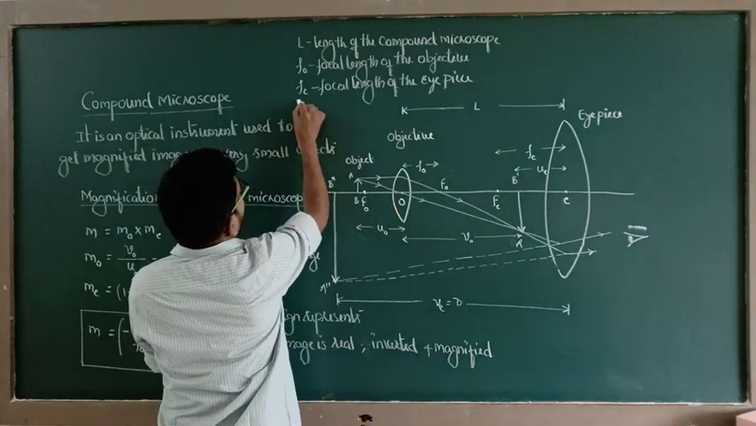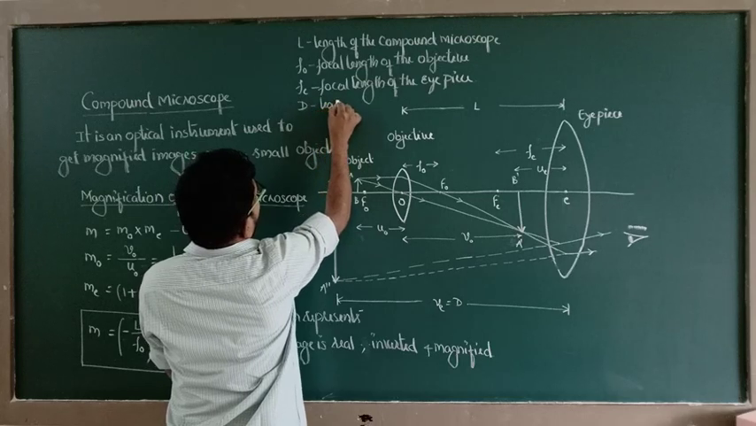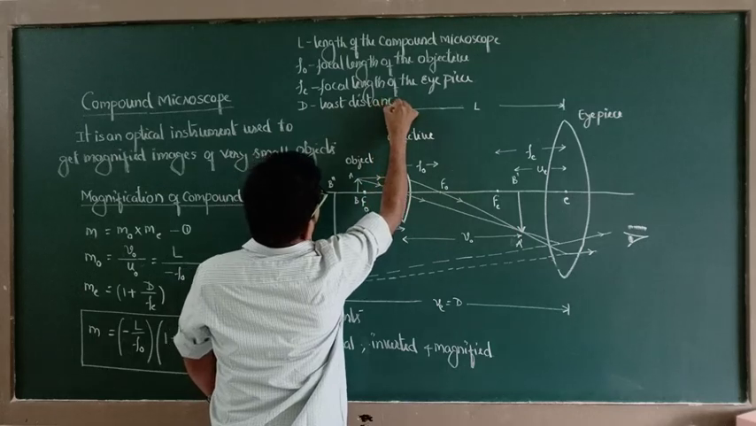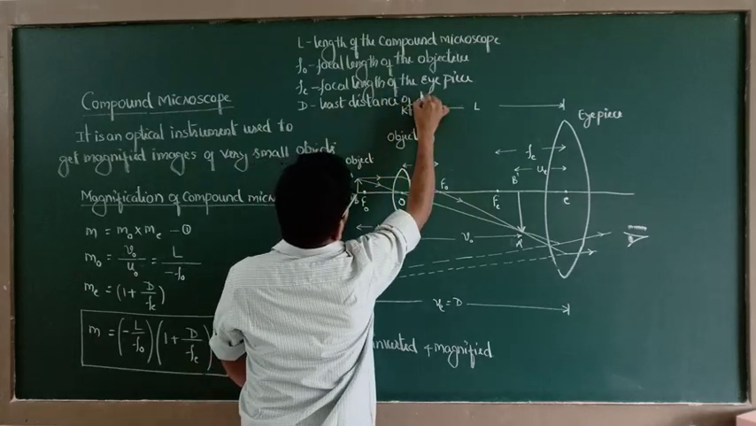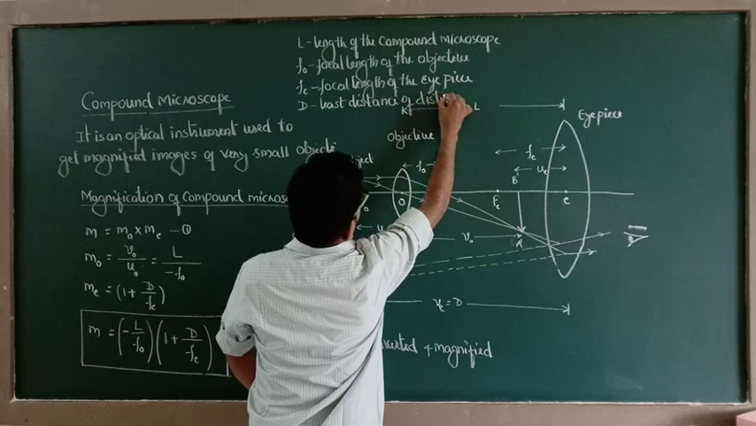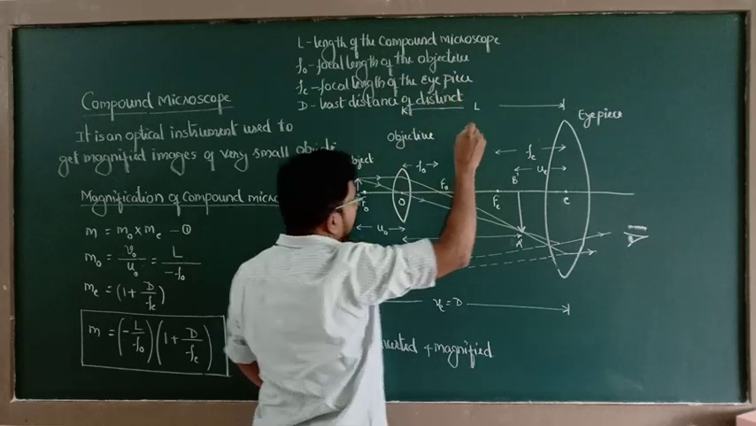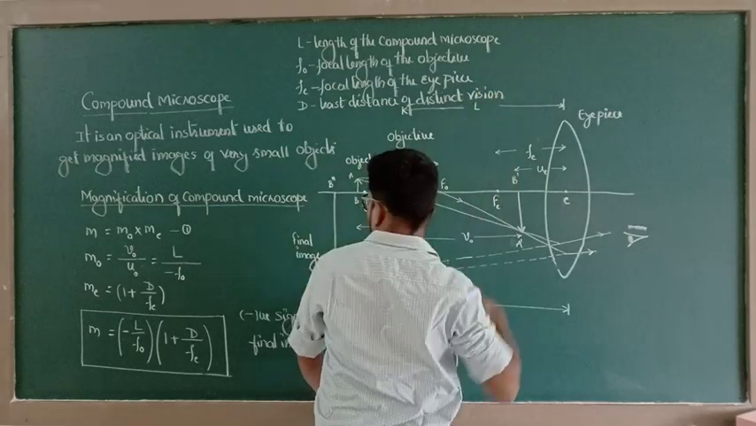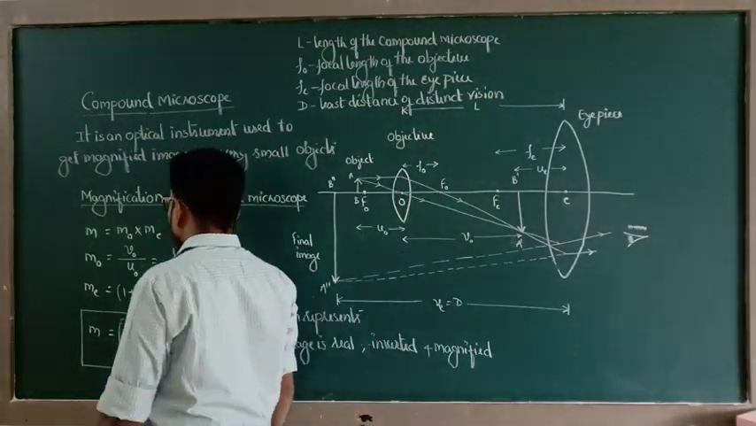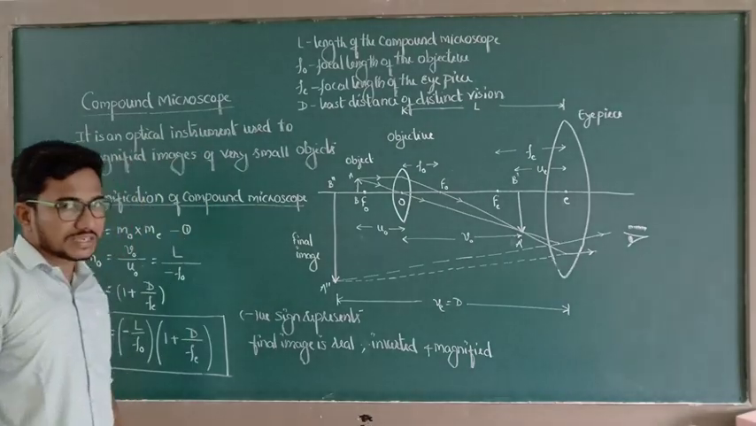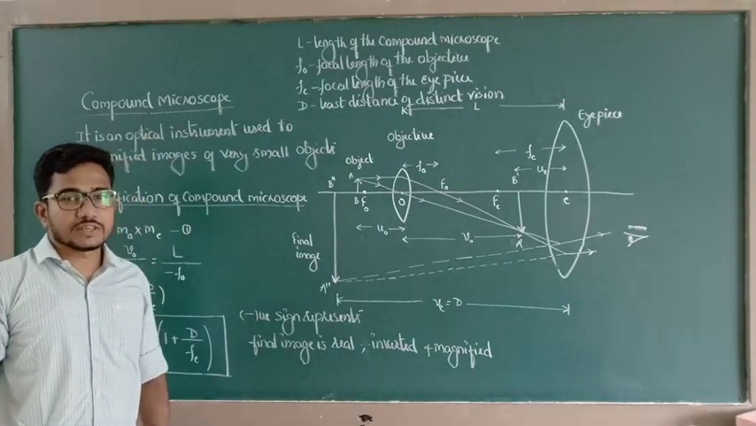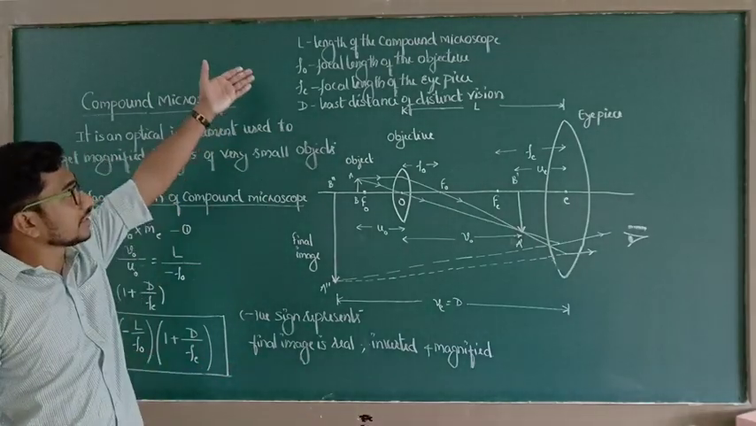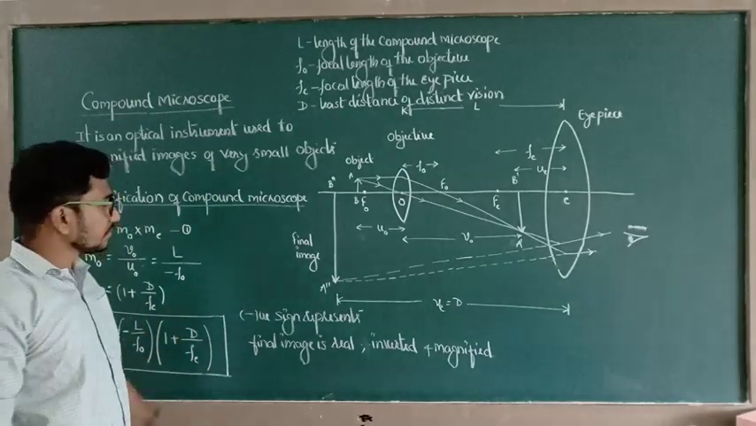Capital D is the least distance of distinct vision. So if asked to mention the expression for magnification of compound microscope when the final image lies at the least distance of distinct vision, and hence explain the terms, first write this equation and then write the explanation about these terms.